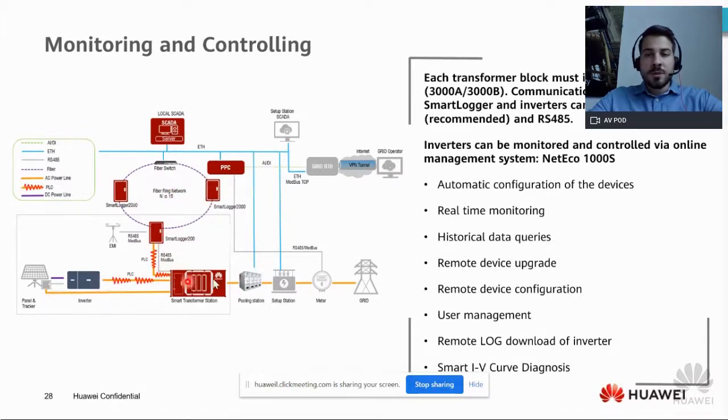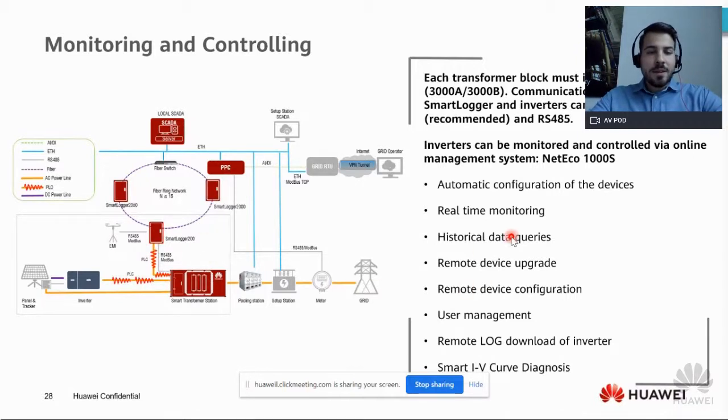And also into the smart logger, you can connect, for example, some of the information coming from the transformer station. The transformer protection relay information can be connected to the smart logger via RS-485, or you can also connect metering. If you need any metering somewhere, you can connect this directly to the smart logger, or you can also connect the environmental monitoring device, so the weather station, into the smart logger.